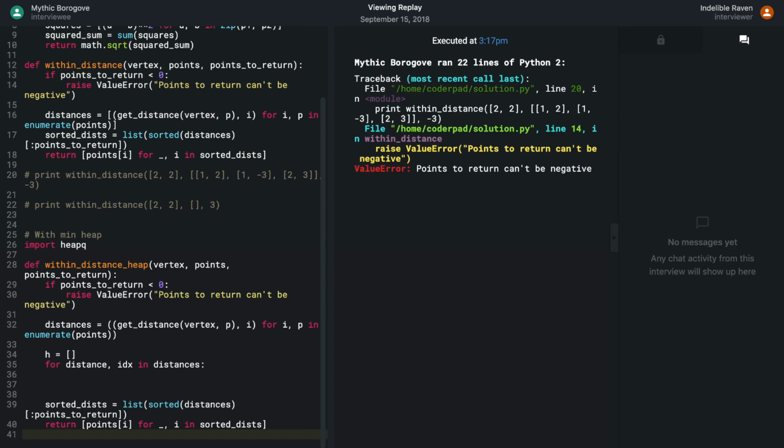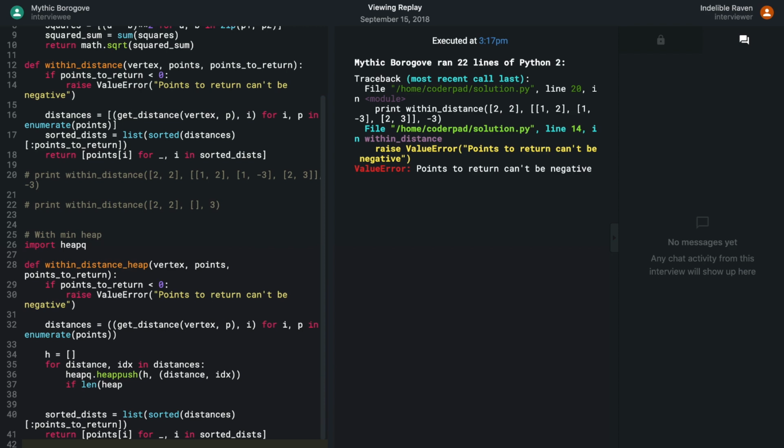Should we pop first or add first? I guess it doesn't matter in this case. So let's add first. So we say heapq.heappush. We give it the heap, and then we give the element, which is distance and index. We need both, right? I'm hoping that the heap will handle tuples. Yeah, it does. Okay, cool.